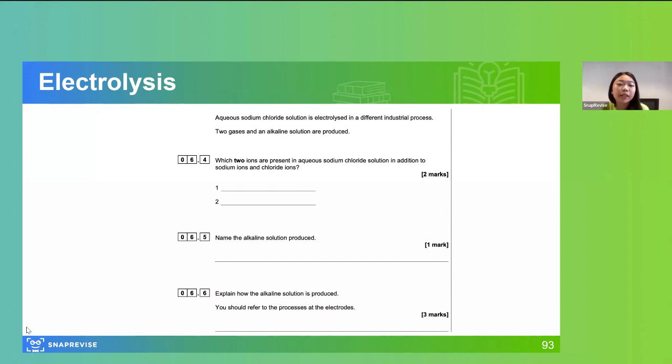Okay. How do you know whether it is molten or aqueous electrolysis? It does tell you in the question. I highly doubt they will ask you to figure that out on your own. It will tell you in the question, so don't worry about that. Okay. Any questions regarding electrolysis? We're going to move on to the next topic, but that's it for electrolysis that I would like to talk about.